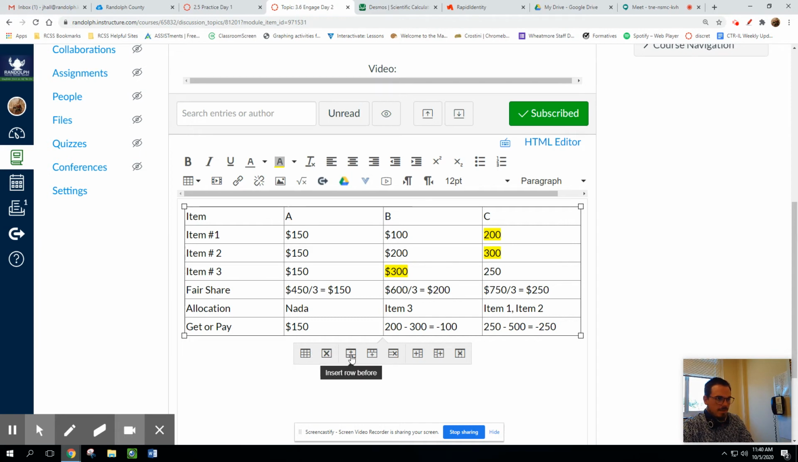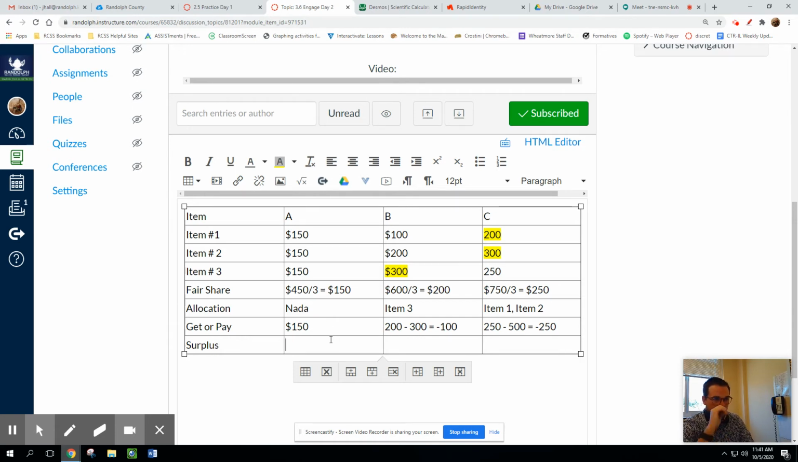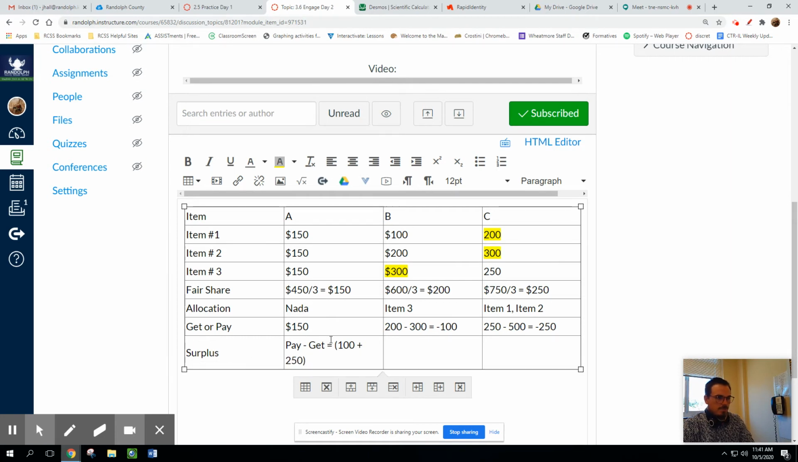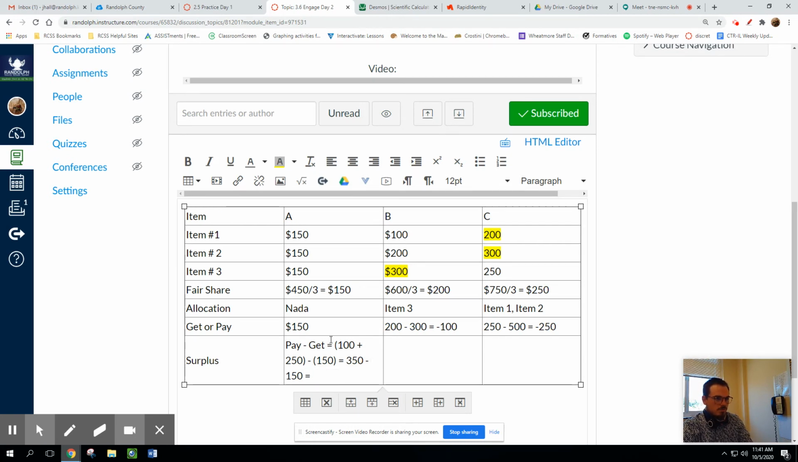We're going to have to add in another row after, and now it's surplus. Surplus is when we take the pay amount and subtract the get amount. So we'll say here 100 plus 250 is part of it, and then we subtract the 150 that was paid out. So the surplus is going to give us 350 minus 150, which equals 200. So there's a $200 surplus.